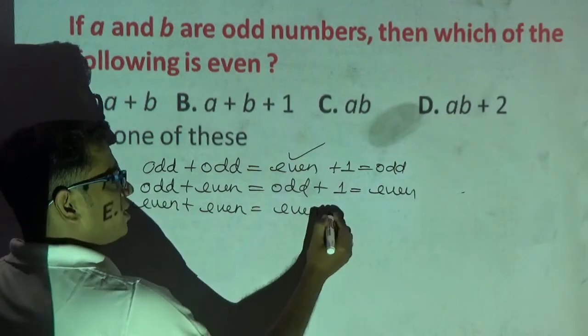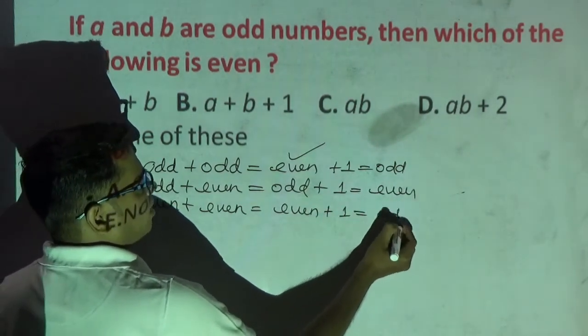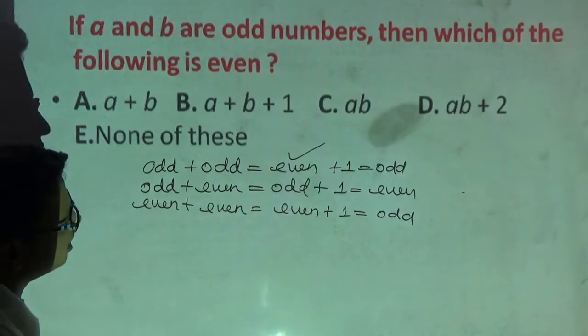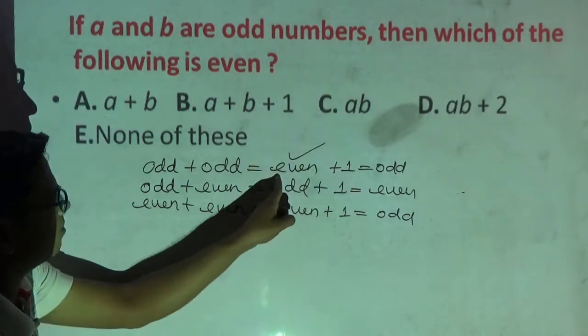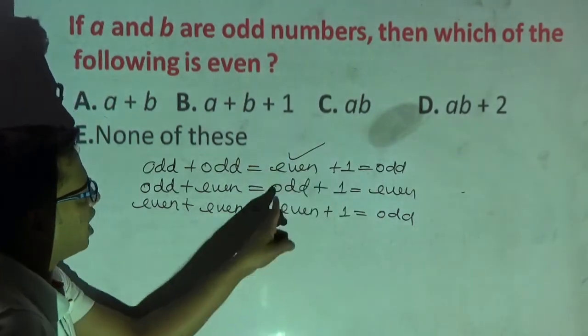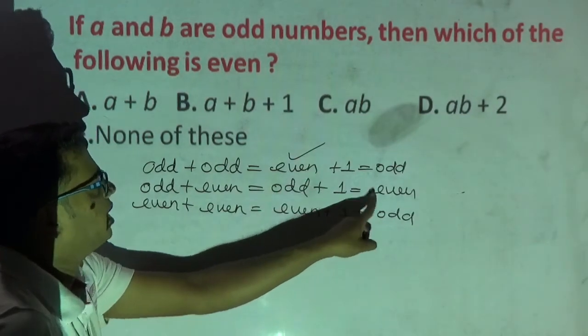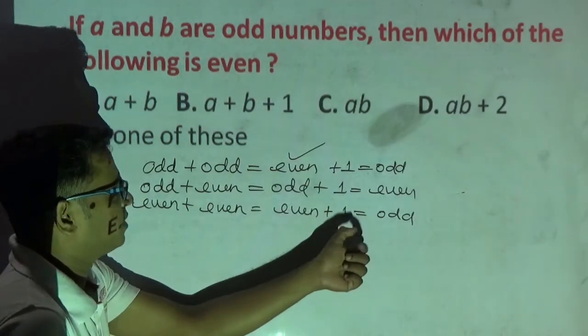Even number plus 1 is nothing but odd number. That will become the converse. For any even number, if I add 1, it will become odd. For an odd number, if I add 1, it will become even. For an even number, if I add 1, it will become an odd number.